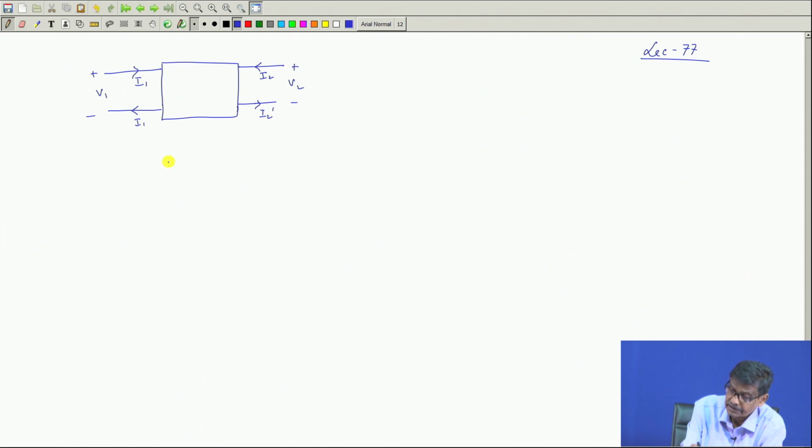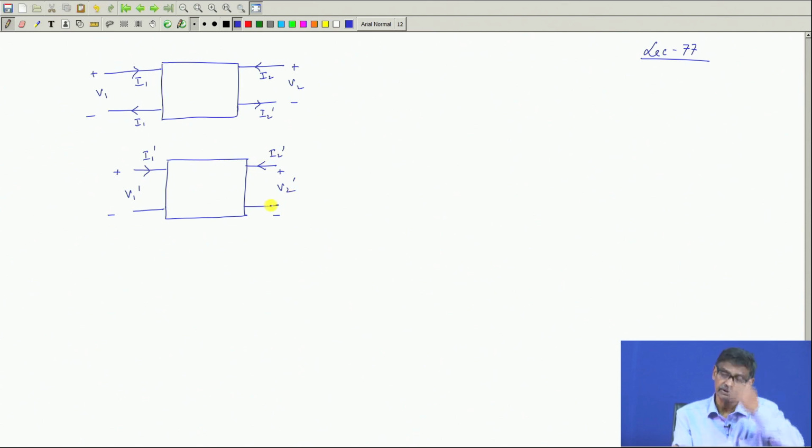Now, you have another network which has things like this. This is plus minus, say, V 1 dashed, this is plus minus V 2 dashed, and this is I 1 dashed and this is I 2 dashed. This is the thing.